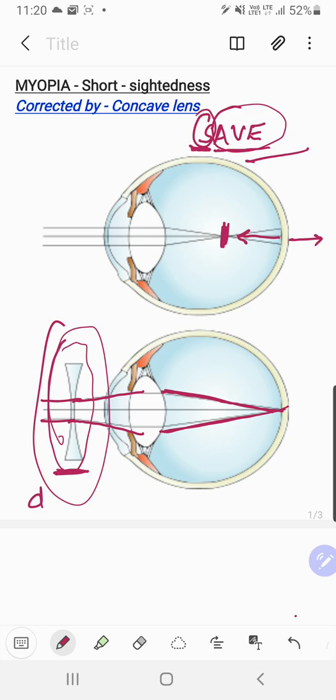One more thing, children, you have to keep in mind whenever you are correcting the image, right? Whenever you are putting the lens, always draw the arrows on the light rays. Please do that. It should always be represented by the arrow.